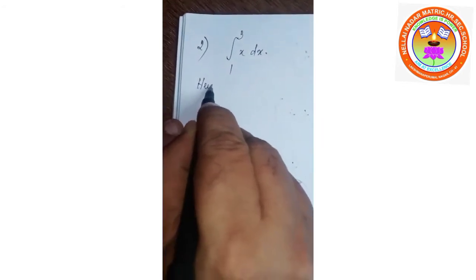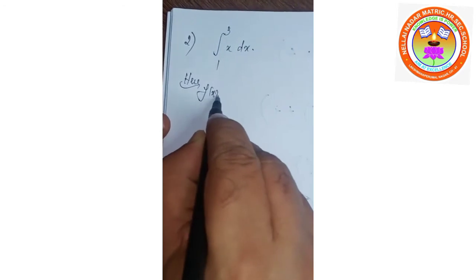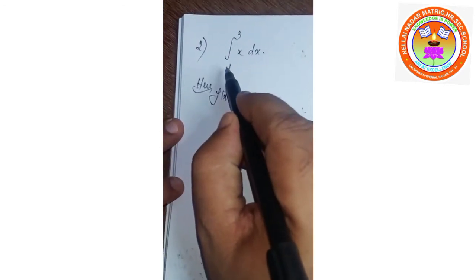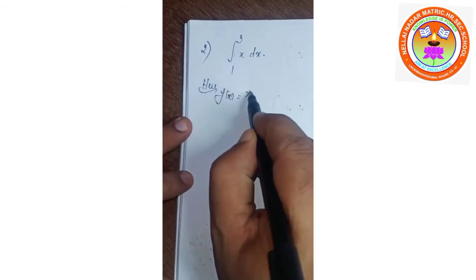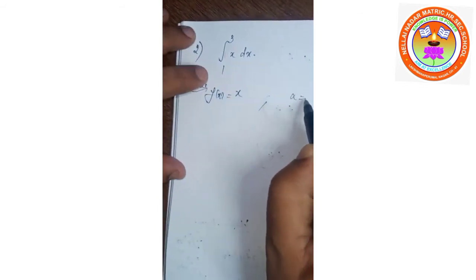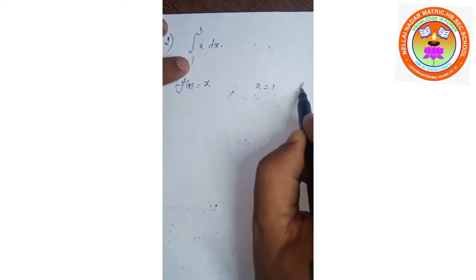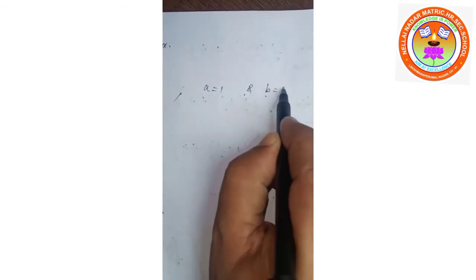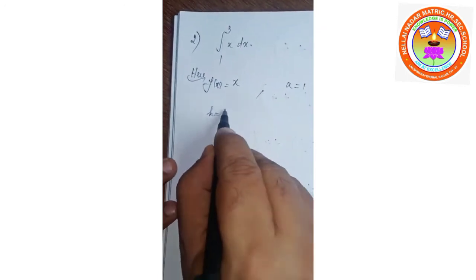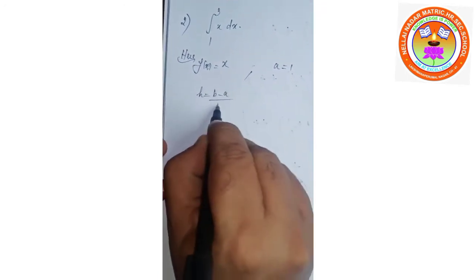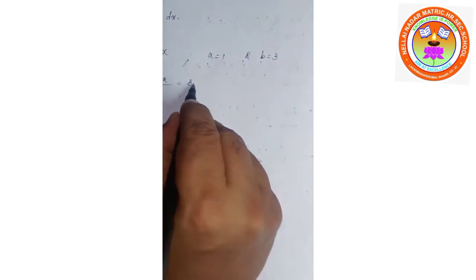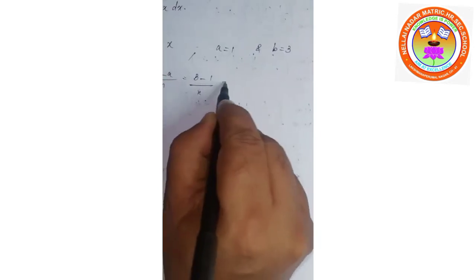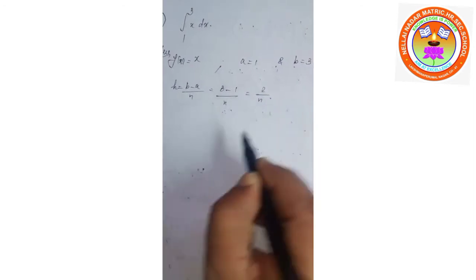Here f of x, this is of the form integral a to b f of x dx. So which one is f of x? x. A is the lower limit 1 and b, that is the upper limit, 3. Then you have to find out h. H is equal to b minus a by n. B is equal to 3, a is equal to 1, divided by n, that is equal to 2 by n.